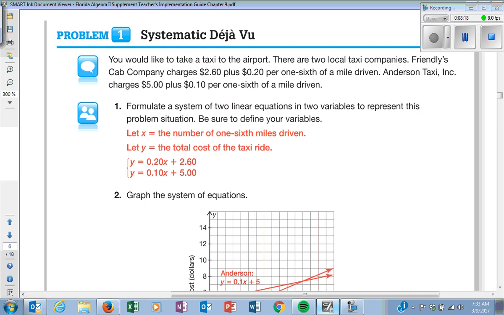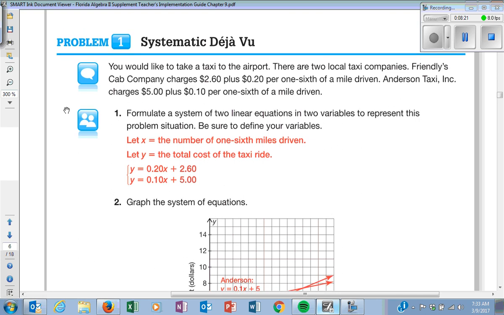So first off, they say you would like to take a taxi to the airport, and this is a real world problem. Okay? Taxi, right? Am I going to Uber or am I going to taxi? Which one's going to be cheaper for me? Hey, some of you are going to go, I don't really care. You're going to spend more money and waste more money. Some people who take the time to figure this out save more money, right? So one cab charges $2.60 plus 20 cents per sixth of a mile driven. The other one charges a $5 fee right off the bat, but only 10 cents per sixth of a mile.